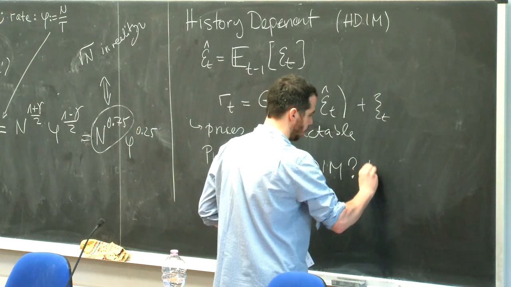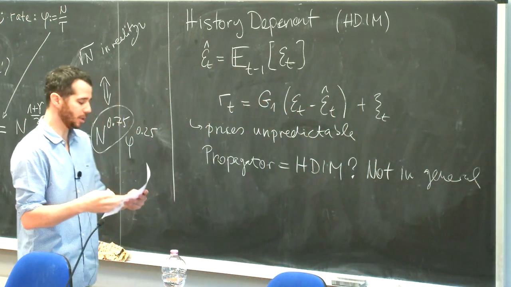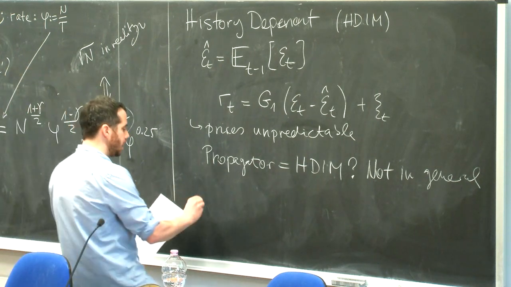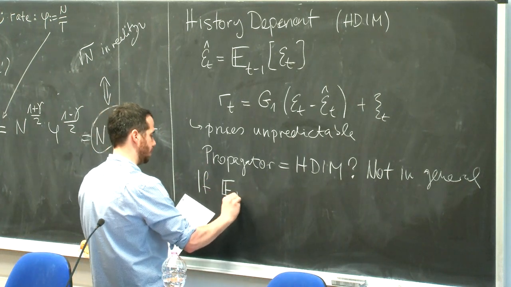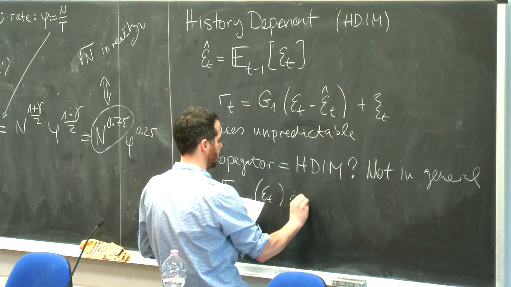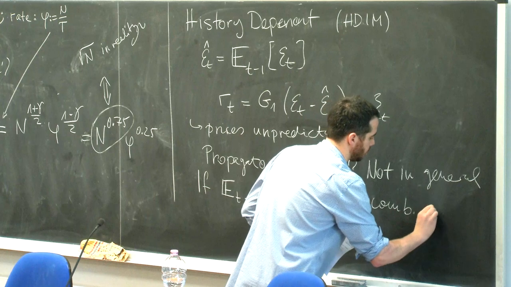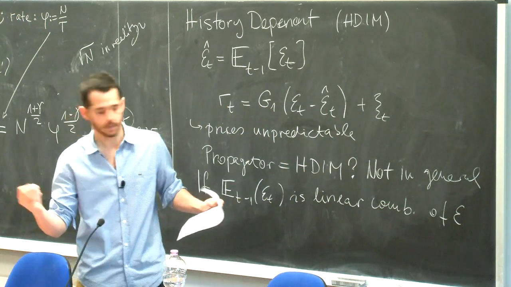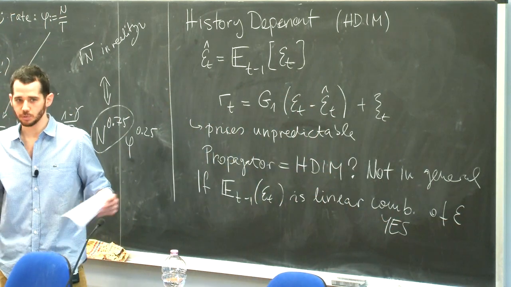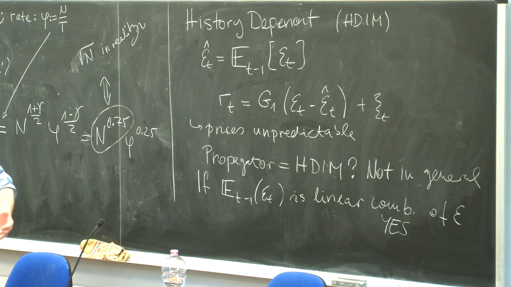Okay, so it cannot be said in general, but there is one case, I just want to mention it because it can come up elsewhere. If the expectation at t minus one of epsilon t is a linear combination of epsilons in the past, then yes, it's the case. Believe my claim. Actually, I think there are some in the slides. You might also not care about all these details. I mean, we have too many models, you can say.